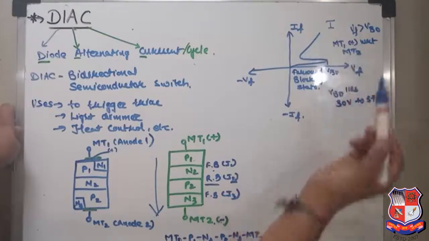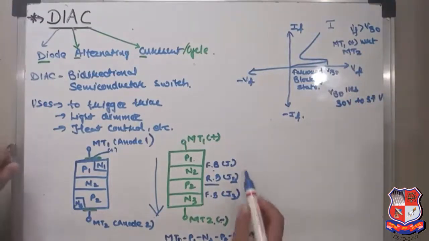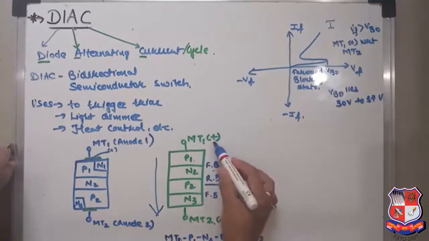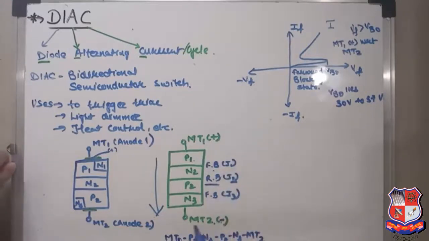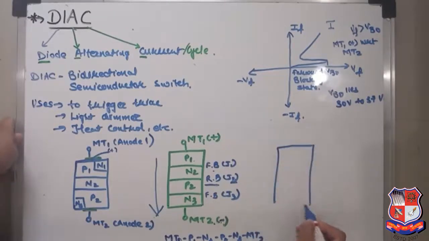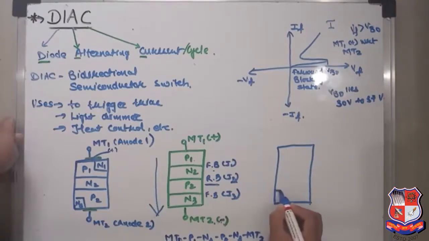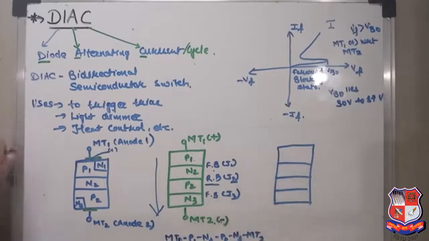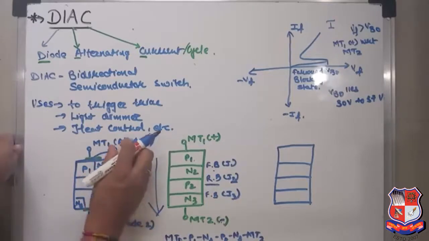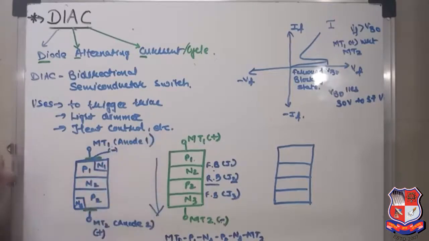Now in the same way, when MT2 is positive with respect to MT1, what will happen? Okay, see here, another mode of operation. If MT2 is made more positive with respect to MT1, at that time what happens?